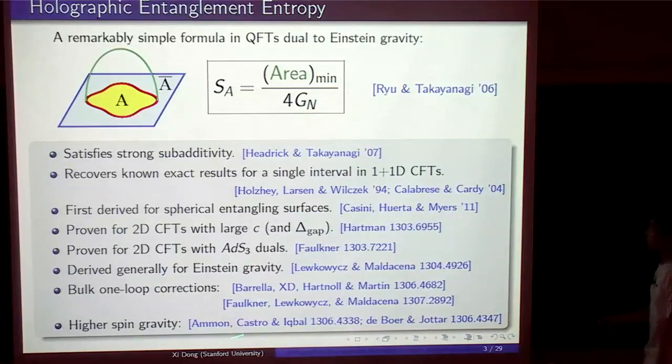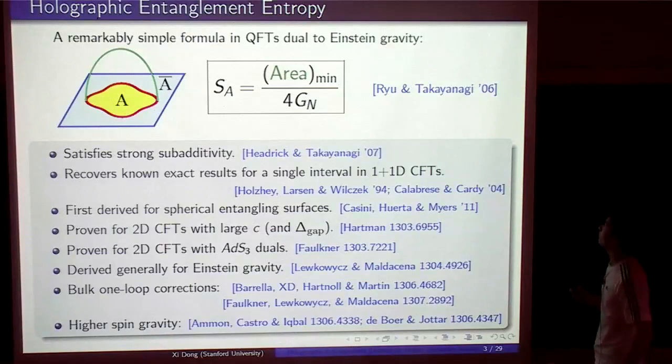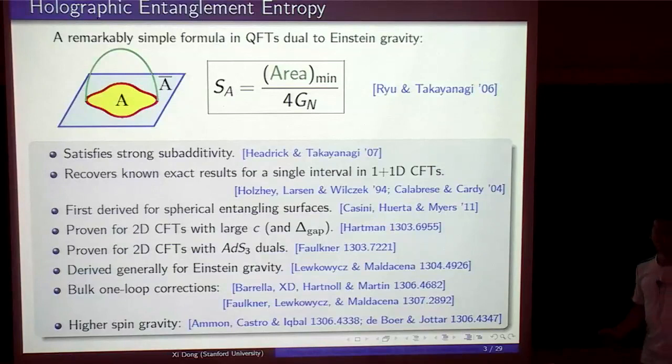And also, there is a proposal of holographic entanglement entropy for the case of higher spin gravity by Nabil here and other people, where the proposal is that instead of computing the minimal surface and its area, you simply compute a Wilson line, which is a gauge invariant quantity. So that's a very natural generalization in that case.